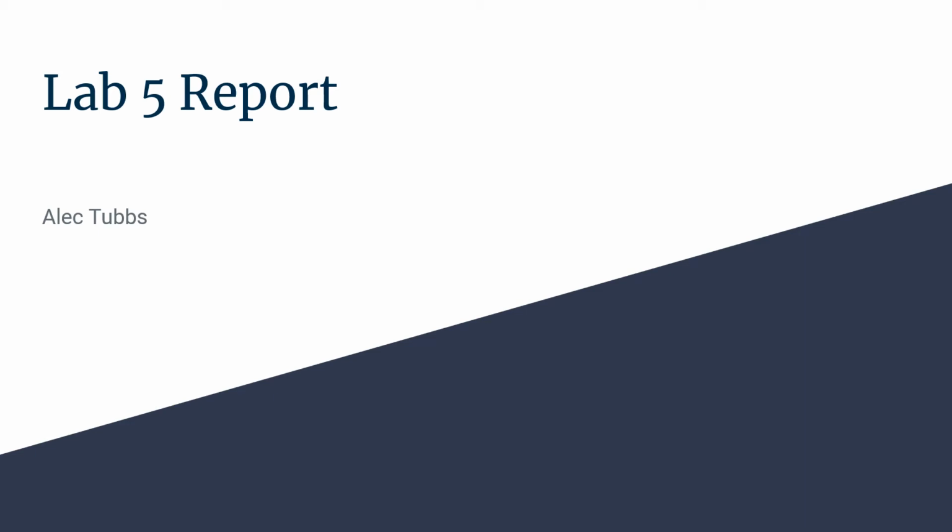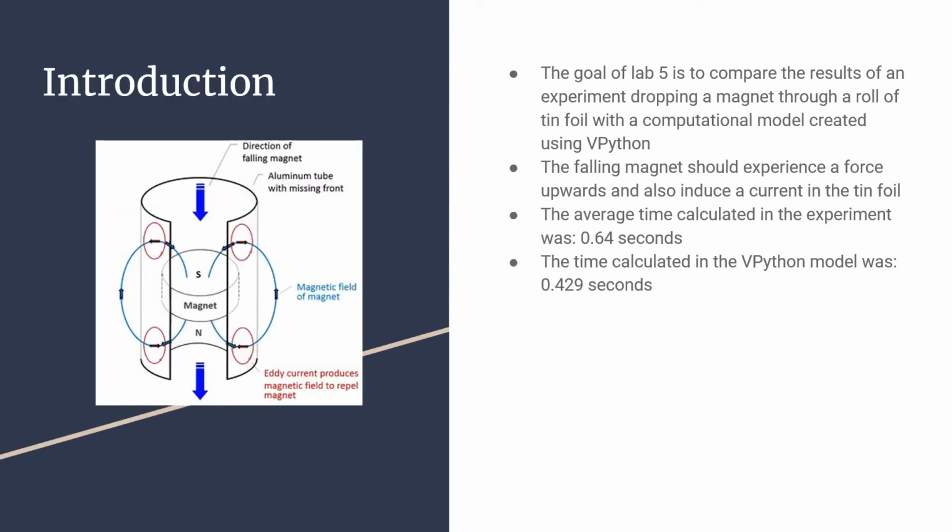Hi, my name is Alec Tubbs, and this is my lab report for our fifth and final lab of the semester. The goal of Lab 5 was to compare the results of a physical experiment, dropping a magnet through a roll of tinfoil, with an equivalent experiment created using a computational model in VPython.